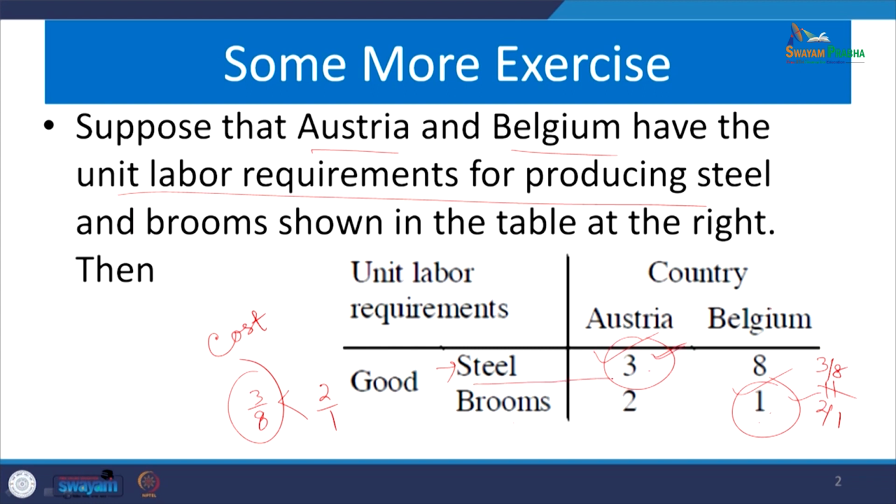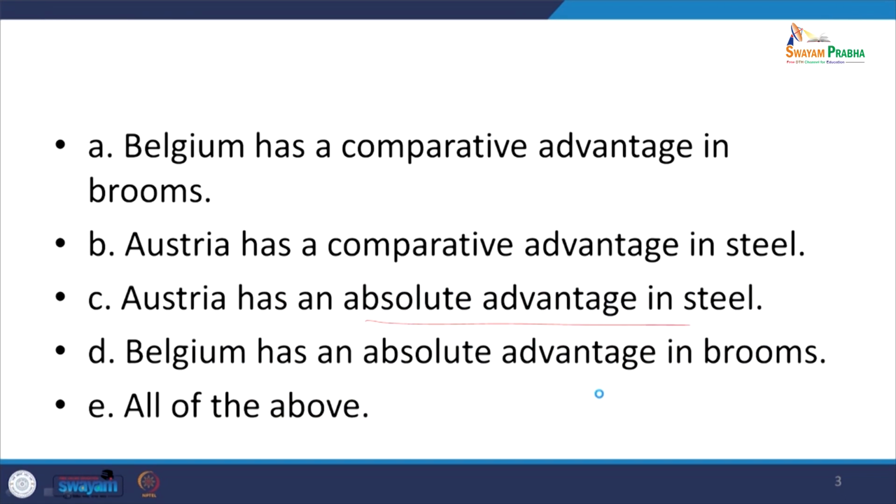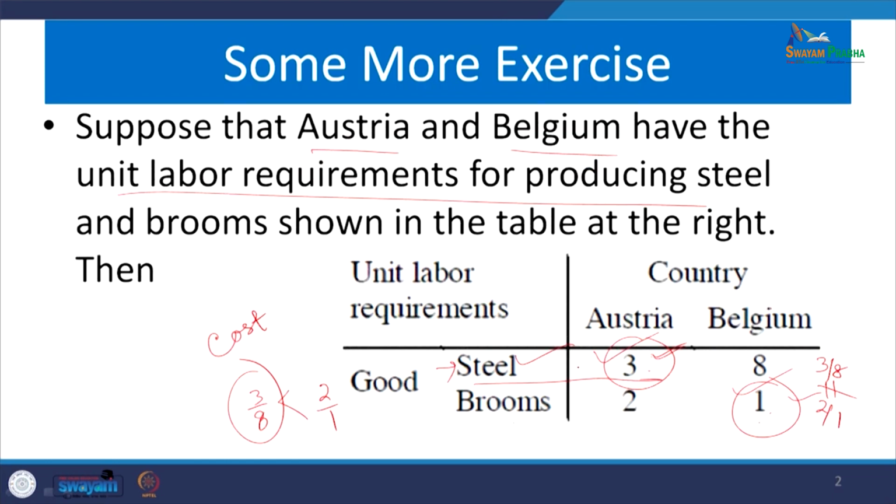I mean for steel, especially in Austria, this is less than half the cost of production than that of Belgium. So, therefore, comparatively we can infer that Austria has comparative advantage of steel production over brooms. So, let us check that. Belgium has comparative advantage in brooms. Now, we said Austria has comparative advantage in steel. Similarly the reverse, Belgium has comparative advantage in broom.